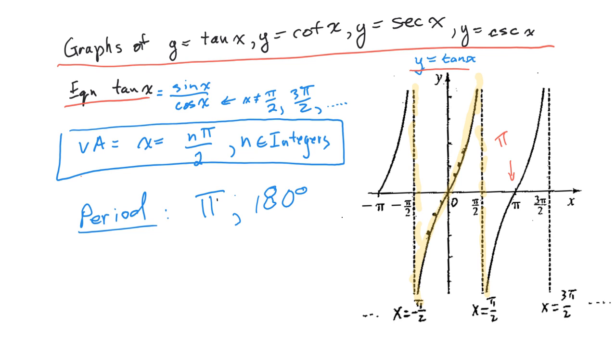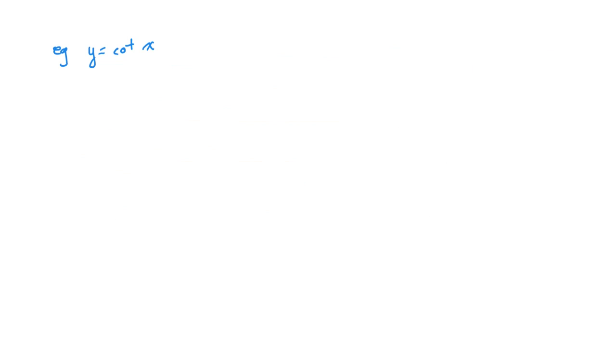Now we'll take a look at what cotangent would look like. Remember that y is equal to cotangent of x is the same as saying y is equal to cosine of x over sine of x. So remember, it's just the flip of the tangent. Let's do some analysis on the denominator. We have to find out where sine of x is equal to 0.